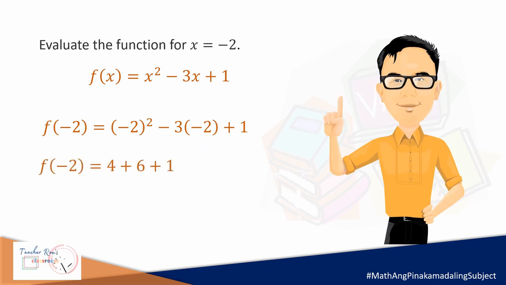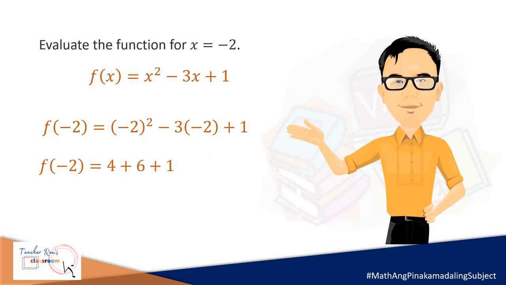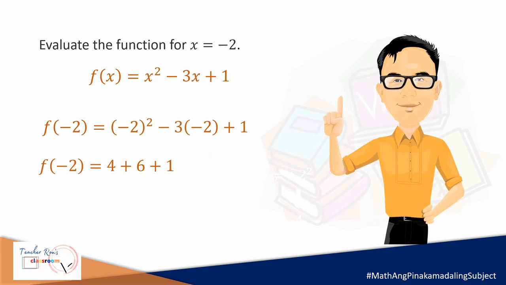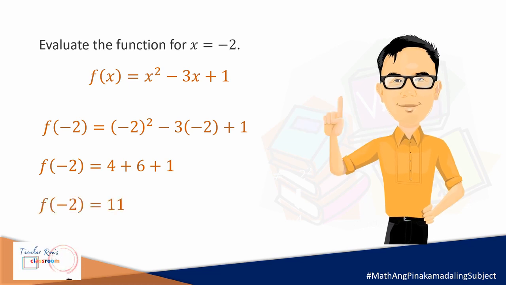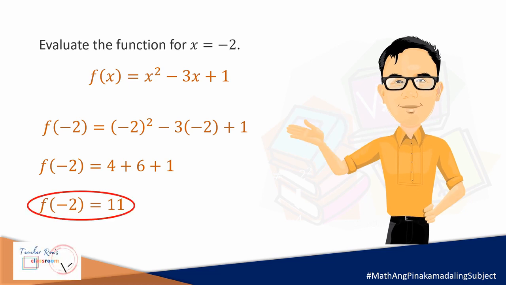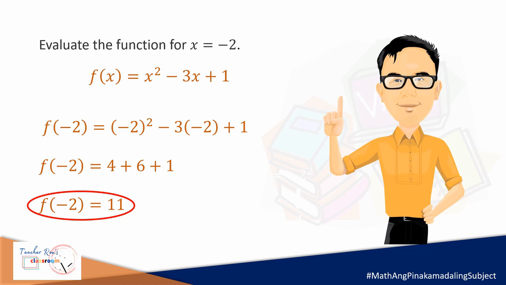Therefore, we have f of negative 2 equals 4 plus 6 plus 1. And 4 plus 6 plus 1 equals 11. Therefore, f of negative 2 equals 11.